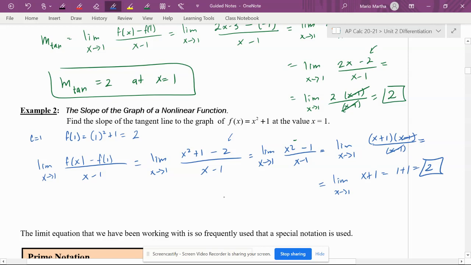So if you were to look at a graph of this particular parabola, something like this, at x equals 1 our slope seems to be 2. So it's going to be something like that right there.